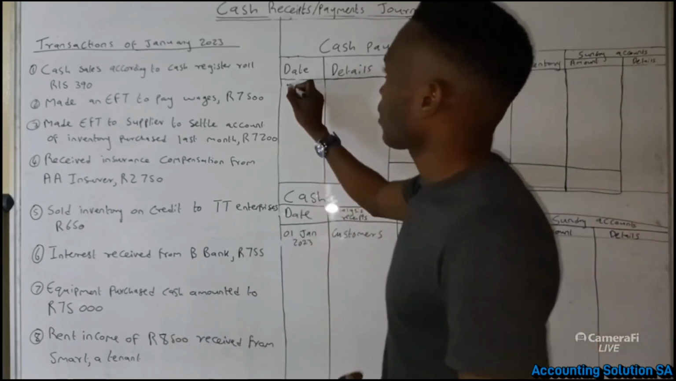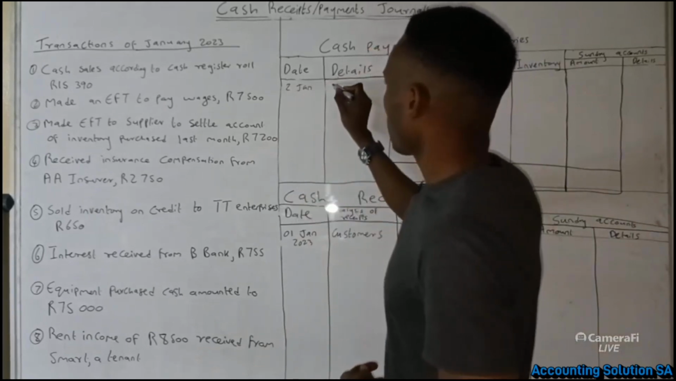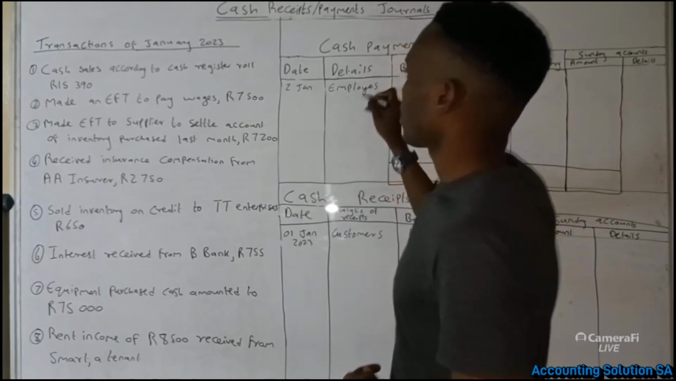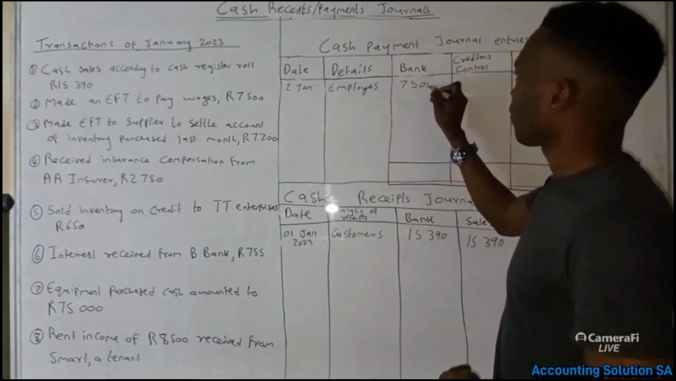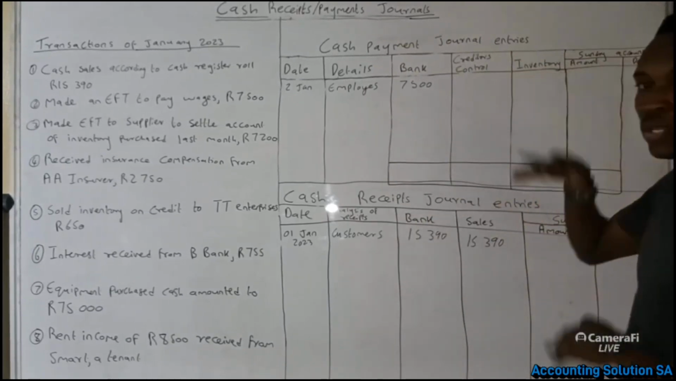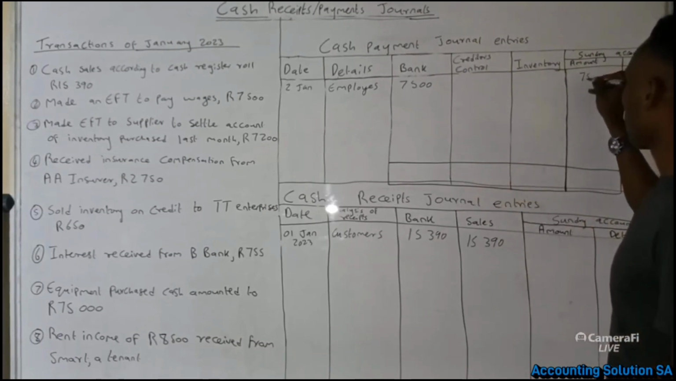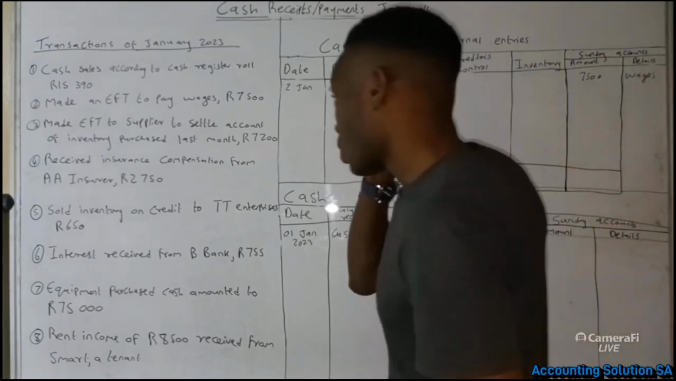Okay, it's 2 January. We pay employees, of course, and the amount that we pay employees is 7,500. Is it creditors control or inventory? No, which means we have to go to the sundry account and record 7,500 and indicate that this is the amount for wages. Simple as that. All right, let's go to number three.